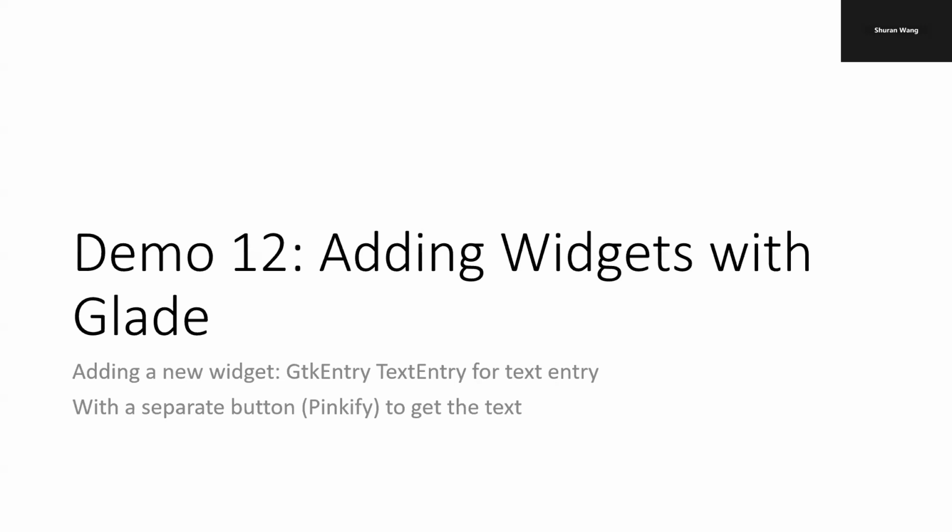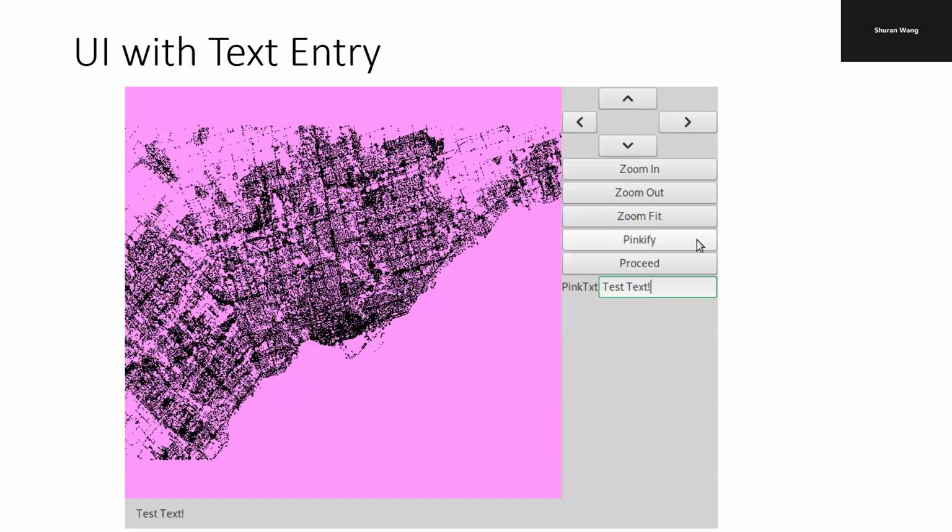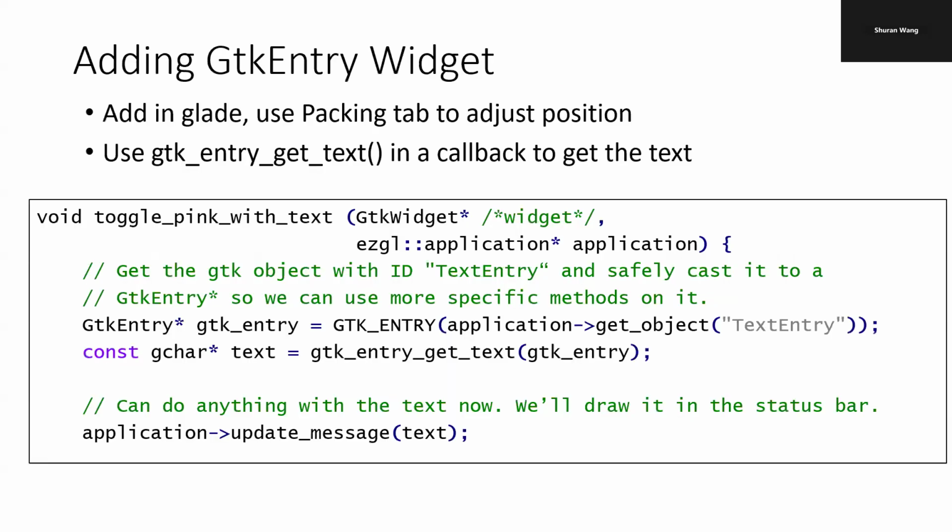That's demo 12. So after demo 12, you should be getting something like this. In here, it's not swapping proceed with the pink text, but everything else is the same. Adding the GTK entry widget, you will need to add in Glade using the packing tab to adjust position accordingly. And inside our code, we're using GTK entry get text in a callback to get the text. So in this case, the callback is registered with another widget, which is the Pinkify button.